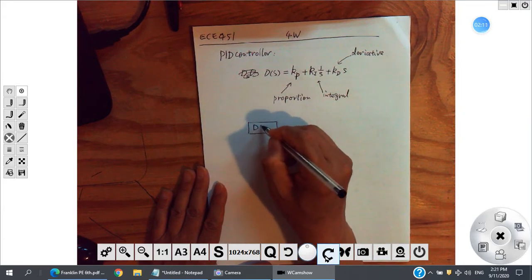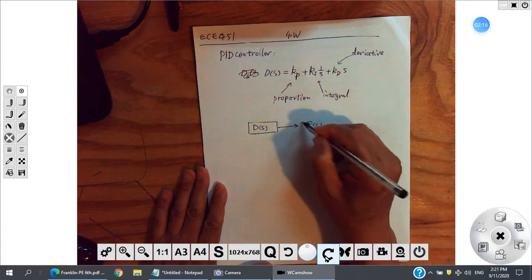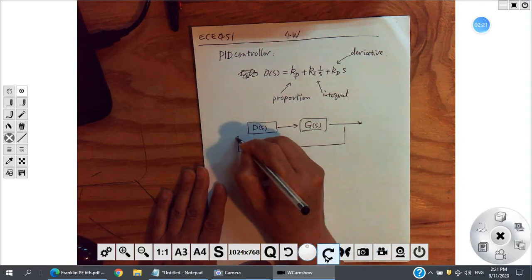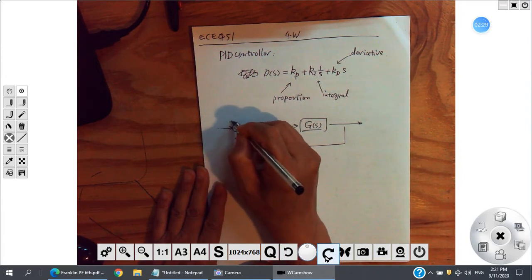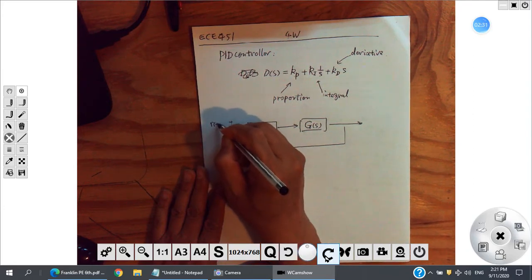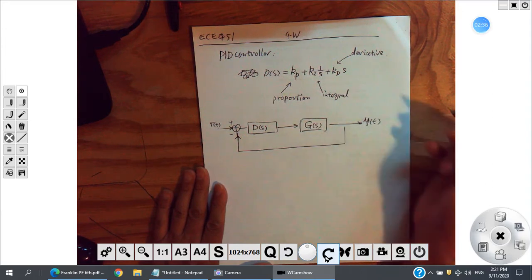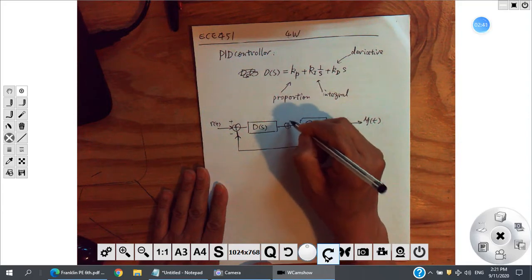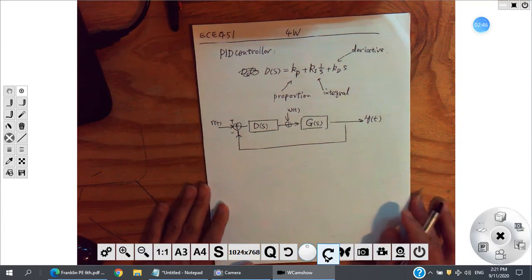We have D of S as the controller, and the plant G of S, and the feedback. Here we can just consider the most basic style. It's a unit feedback, plus minus. The input is R of T, and the output is Y of T. And if you want more details, here you can have a noise. So this is a PID controller.